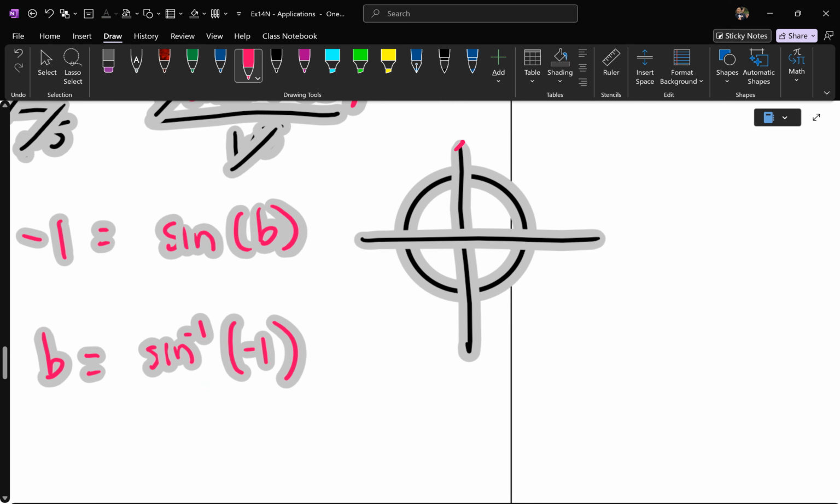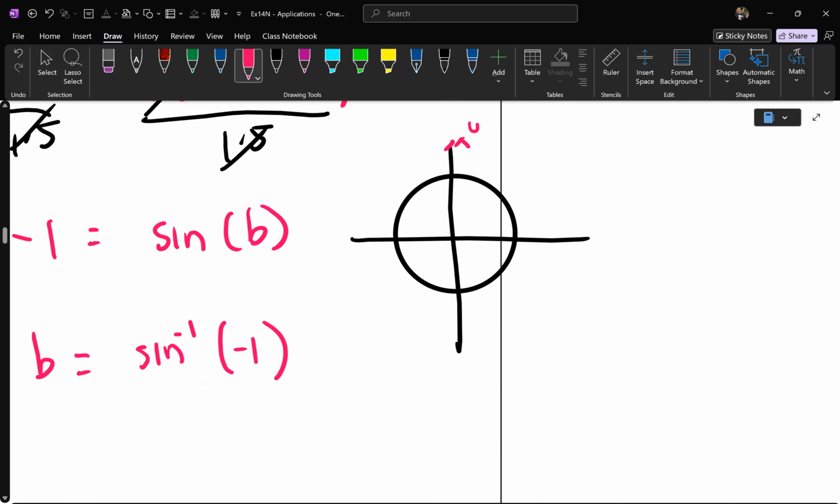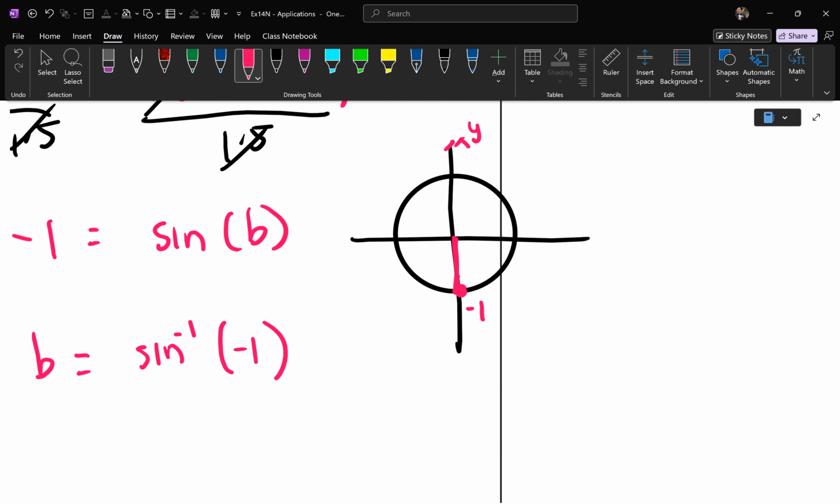Y values. Here's your y-axis. You want this point, where y is -1, a length of -1. So that's exercise 14E, knowing the exact values. Sine of what will give you -1? That angle is 270 degrees, or in pi radians, 3 pi on 2. So you have 3 pi on 2 as one possible answer.